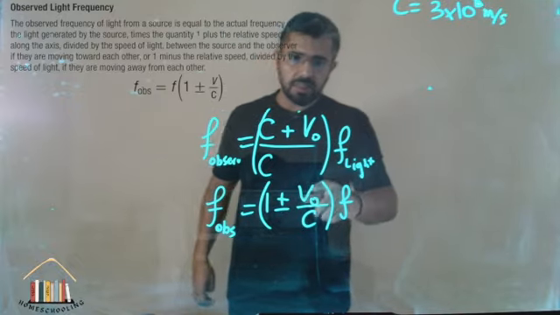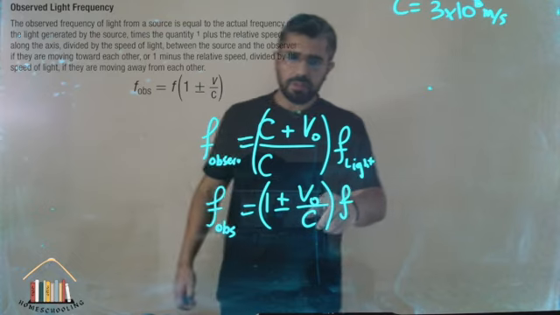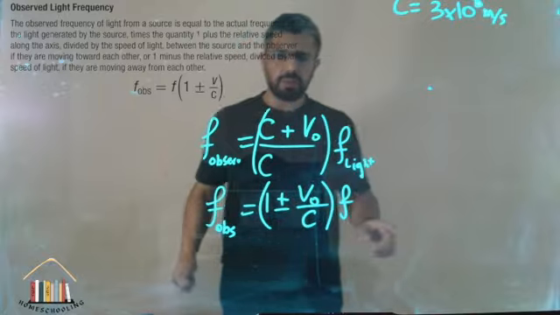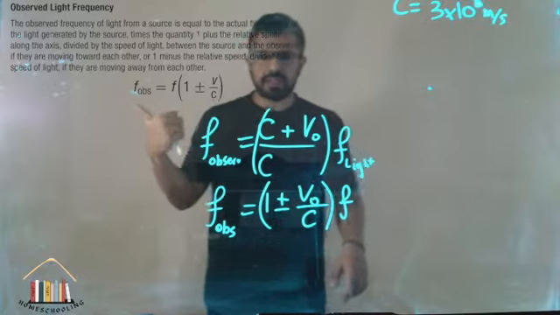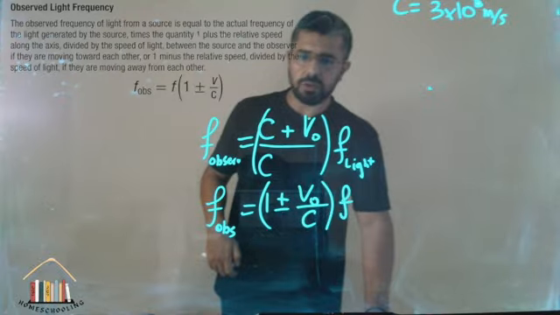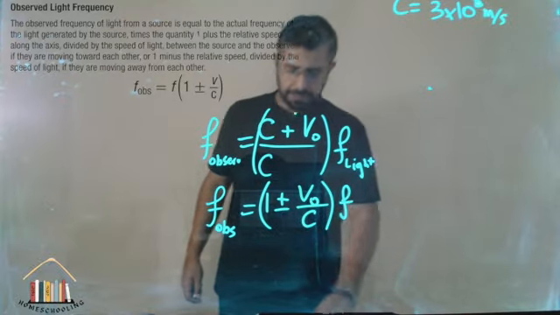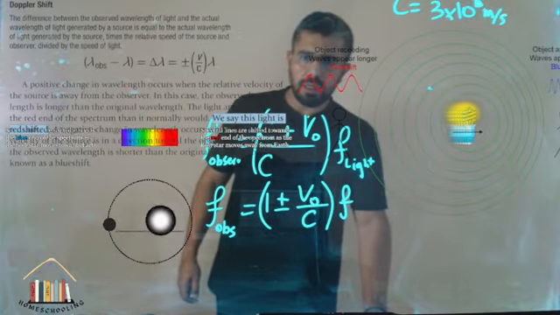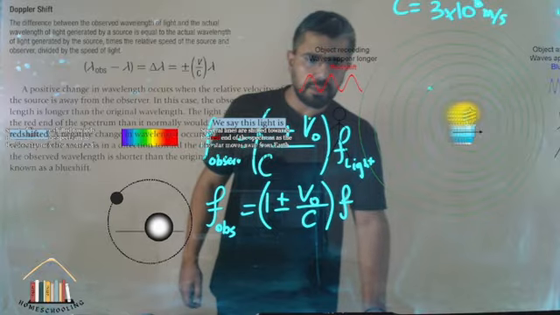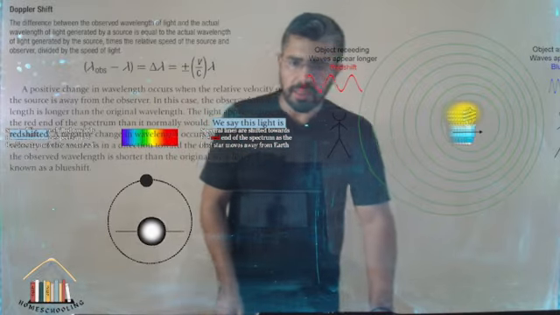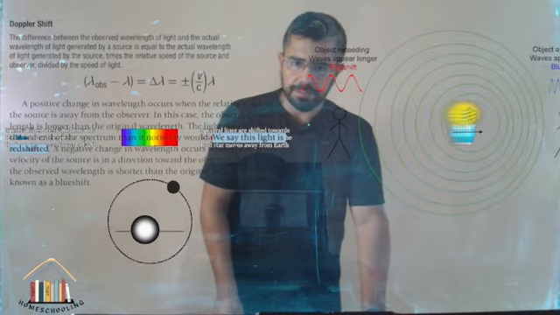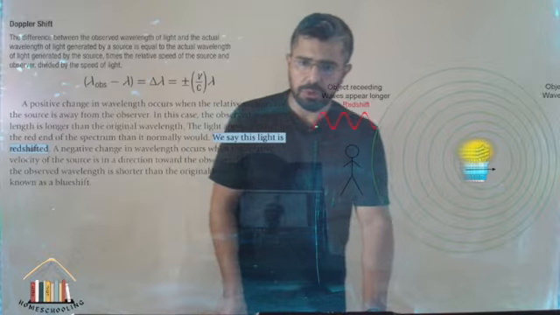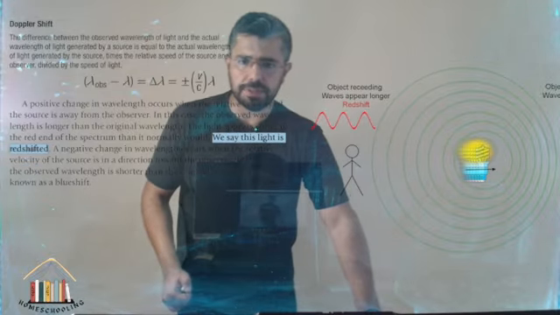Velocity of the observer divided by the speed of light. So this is the only difference between the Doppler effect regarding sound and the Doppler effect when talking about light. There is something interesting here, but before that, something interesting about the Doppler effect, which is the red shift and the blue shift.